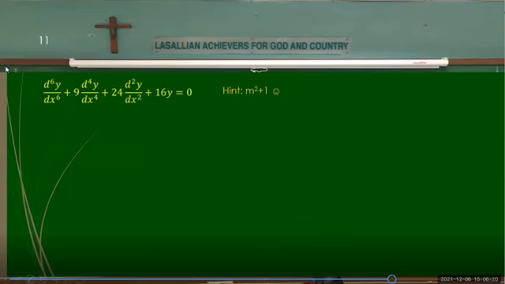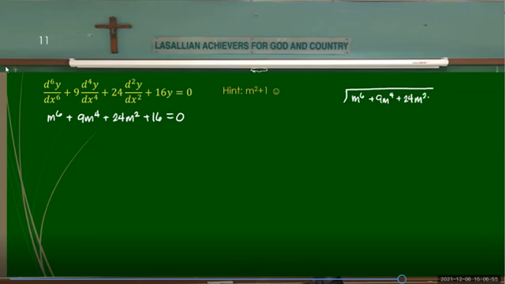So this one, when we rewrite this, would give us m to the 6 plus 9m to the 4 plus 24m squared plus 16 is equal to 0. However, there's a hint, so we can use division. I'll use long division since it's not just linear. So m to the 6 plus 9m to the 4 plus 24m squared plus 16 divided by m squared plus 1.